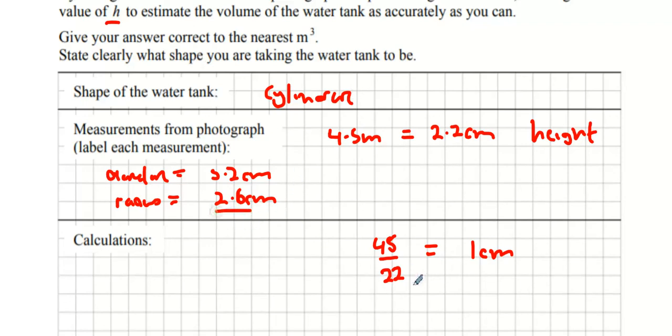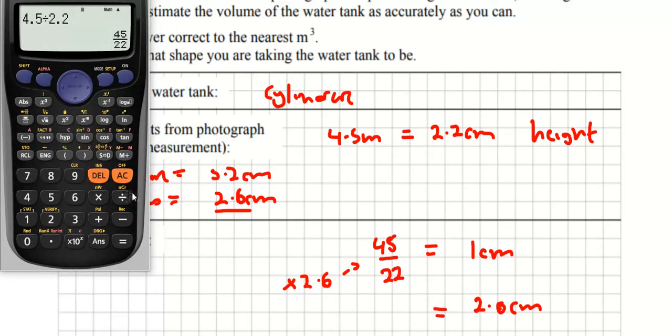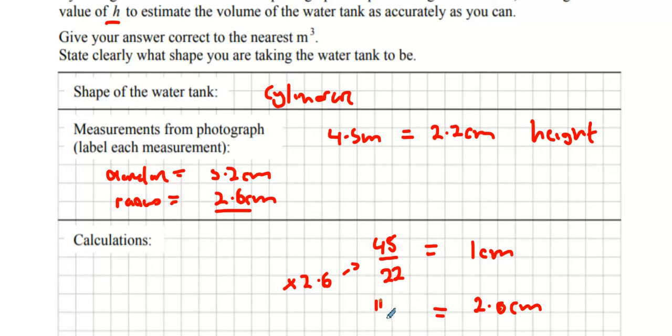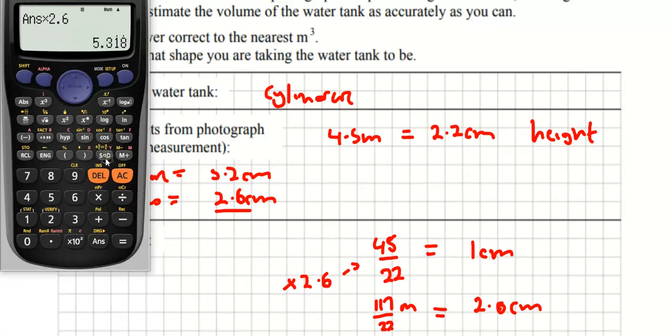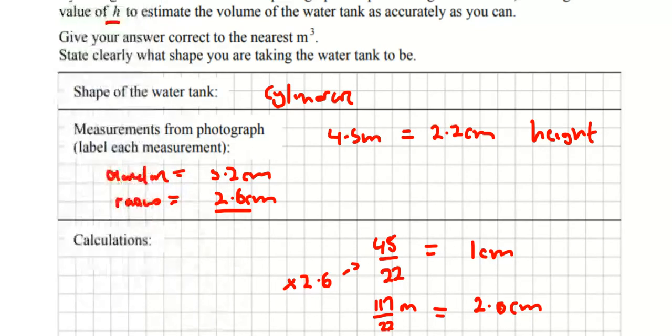I need to find out what 2.6 centimeters is. So I multiply this answer by 2.6. Multiply by 2.6. And we get 117 over 22. Okay, meters, which is roughly 5.318 meters, okay?